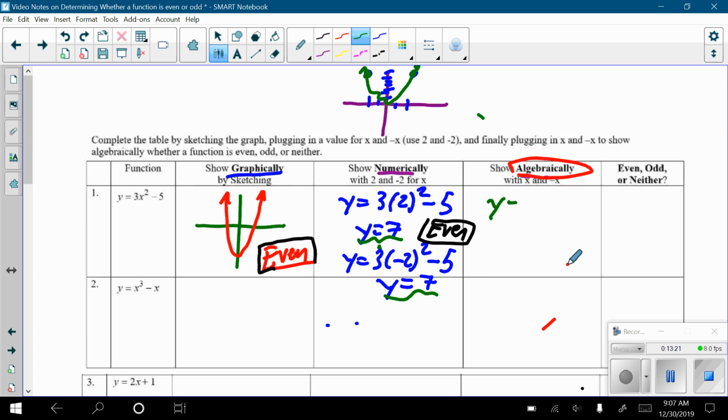Okay, so we're going to take our equation, and we're just going to keep it how it is. We're going to replace the x with an x. We're going to get this. Now we're going to take our equation, and we're going to replace the x with a -x. Do these look exactly the same? No. But they're actually equivalent.